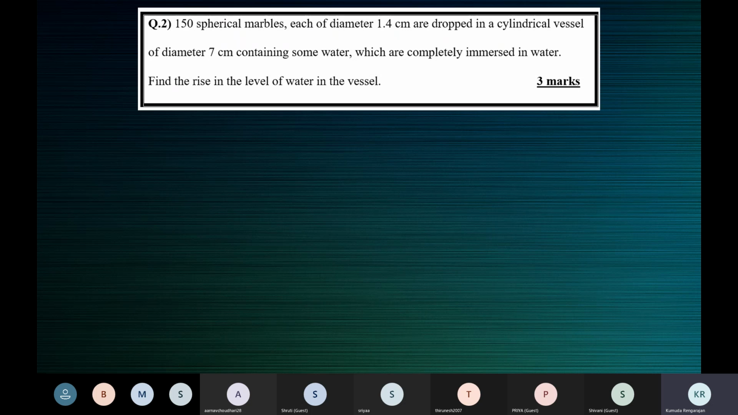150 spherical marbles, each of diameter 1.4 centimeters, are dropped in a cylindrical vessel of diameter 7 centimeters containing some water, which are completely immersed in water. Find the rise in the level of water in the vessel.